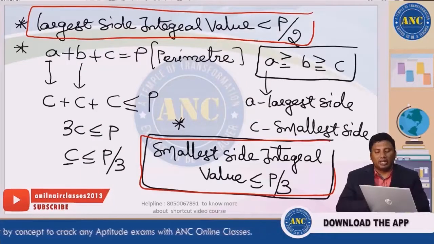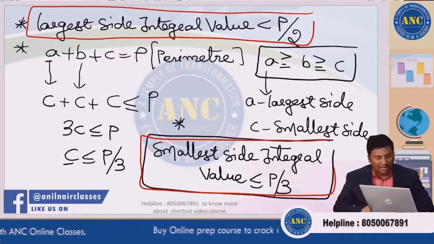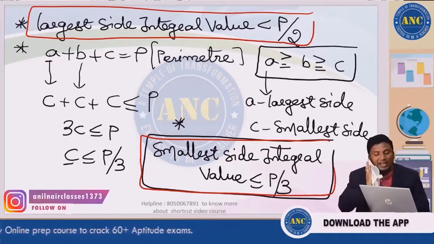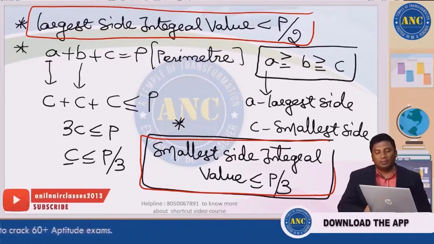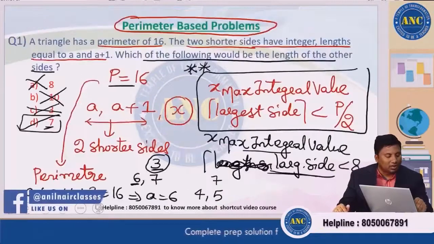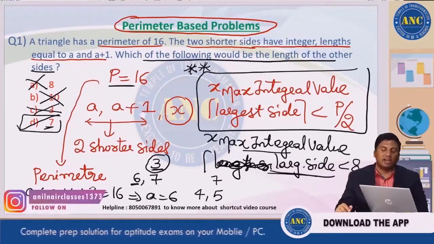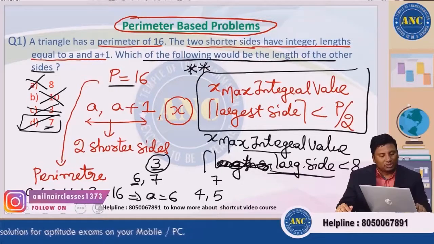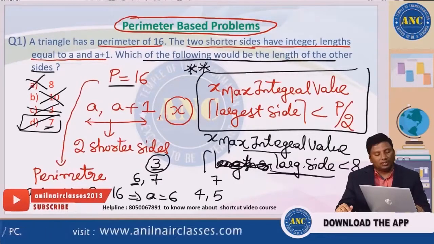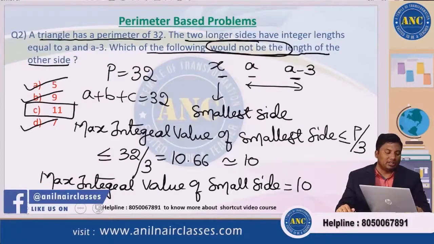What are the important key points? There is a triangle. The sum of the 3 angles in a triangle is 180 degrees. First concept which we discussed: the largest side integral value should always be less than p by 2. The smallest side integral value should always be less than or equal to p by 3. Second concept: using that, we discussed the maximum integral value concept. In the first question we used the maximum integral value of the largest side. In the second question we discussed the maximum integral value of the third side.